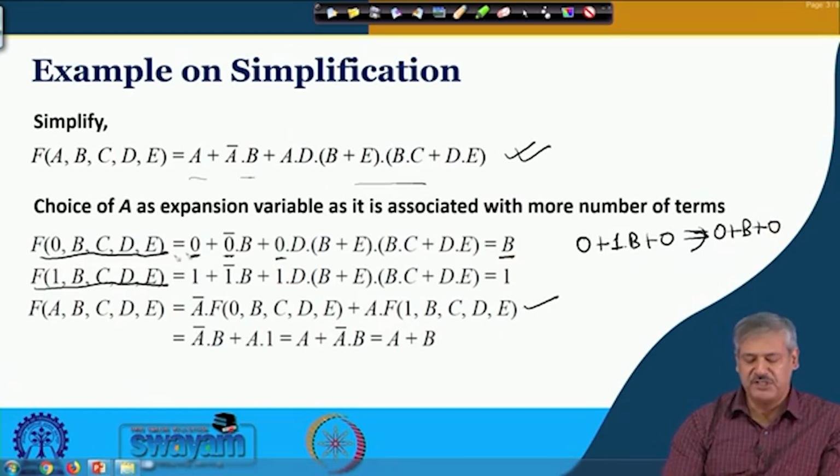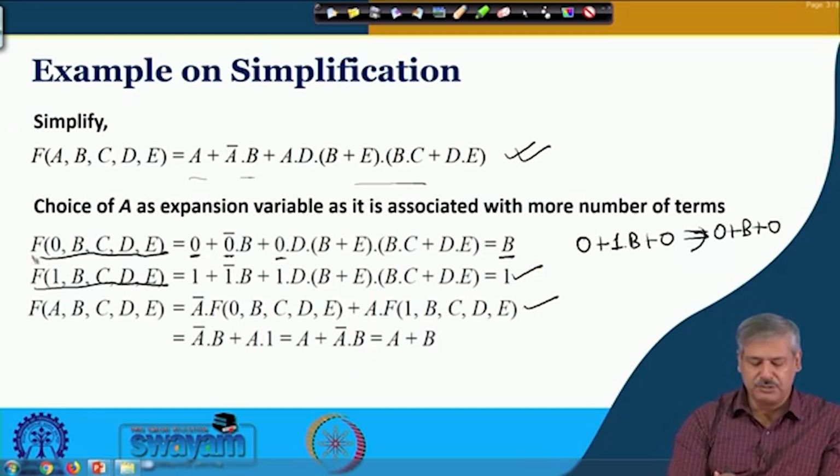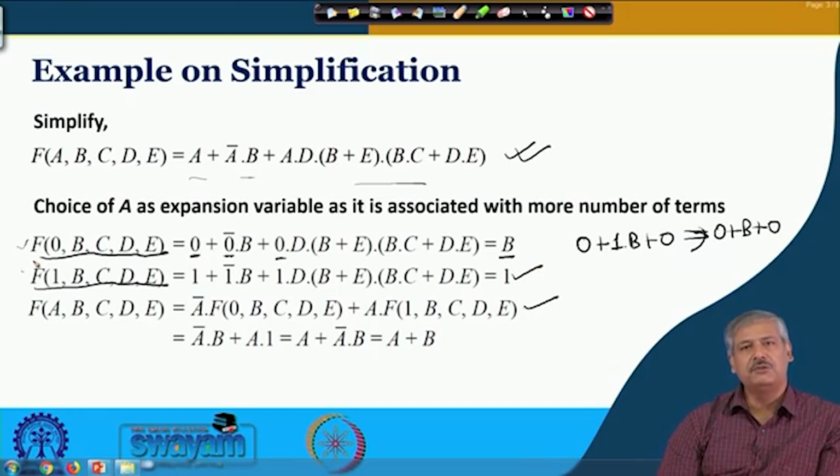Okay. So, F0 B C D E is your B, and F1 B C D E, what is it? So, this is 1 plus 1 bar B plus 1 times the rest of the terms. Okay. And we know anything ORed with 1 is 1 only from the null theorem. So, this is 1, this is straightforward. Okay. So, we have got these two terms.